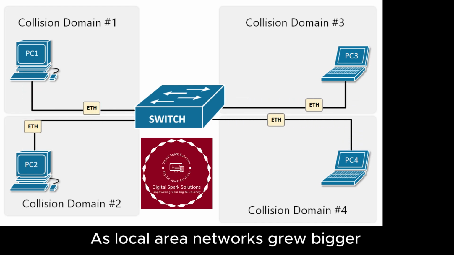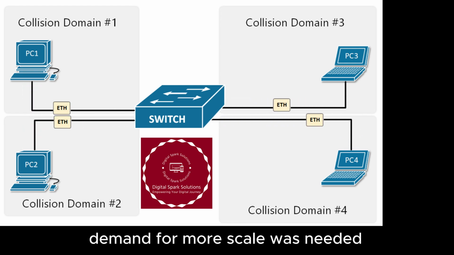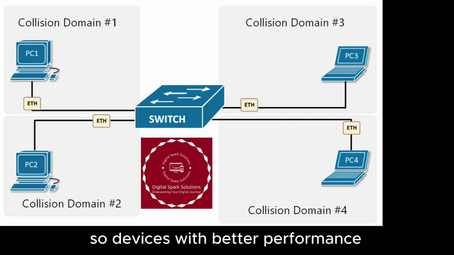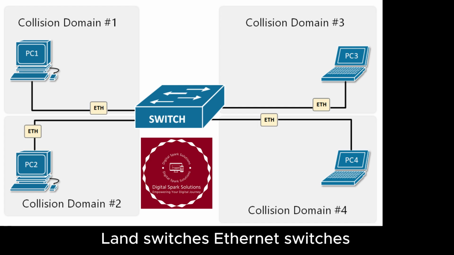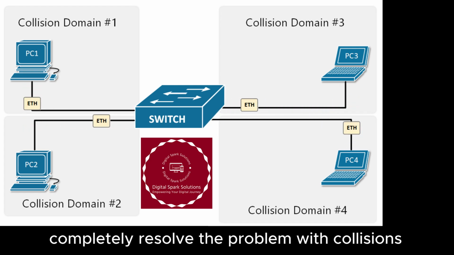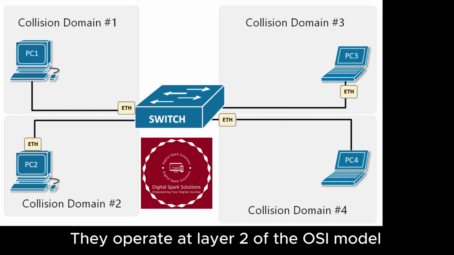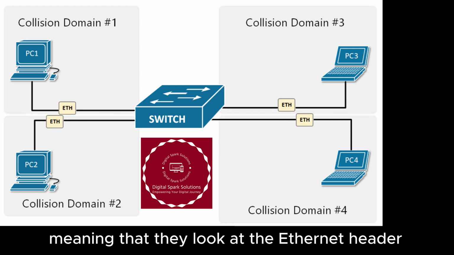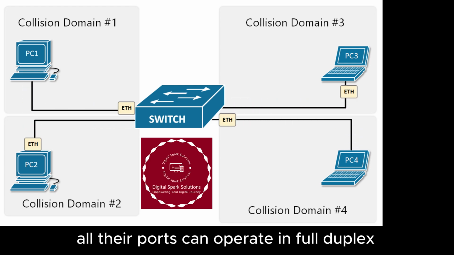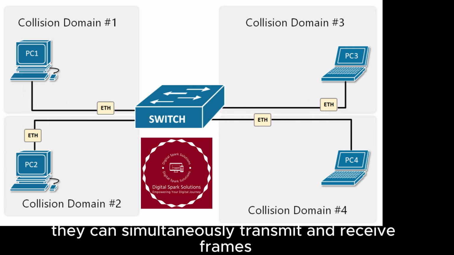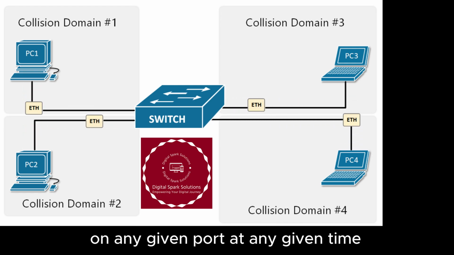As local area networks grew bigger, demand for more scale was needed, so devices with better performance and more interfaces were introduced. LAN switches, Ethernet switches. LAN switches completely resolve the problem with collisions. They operate at Layer 2 of the OSI model, meaning that they look at the Ethernet header and trailer. Their main advantage is that all their ports can operate in full-duplex, meaning they can simultaneously transmit and receive frames on any given port at any given time.